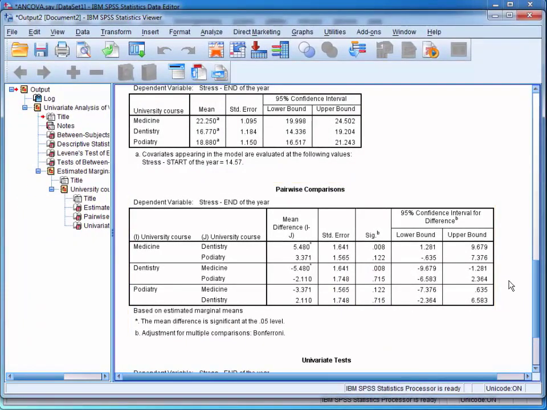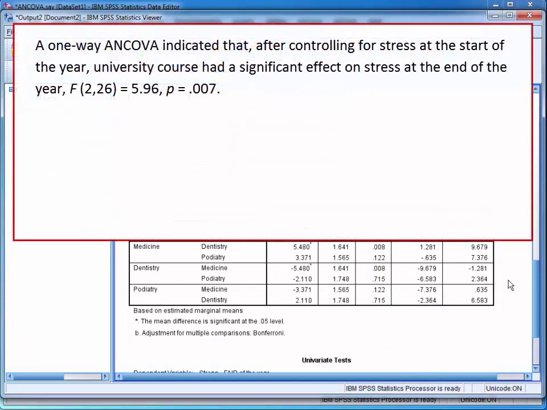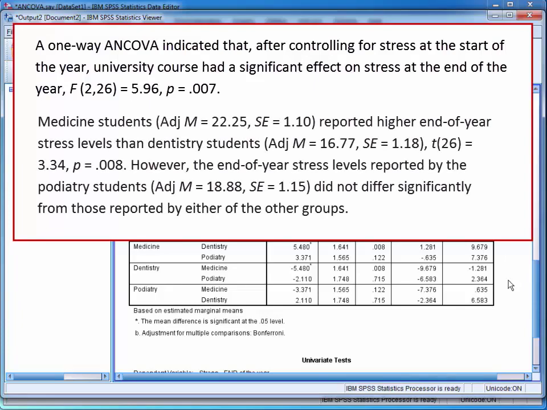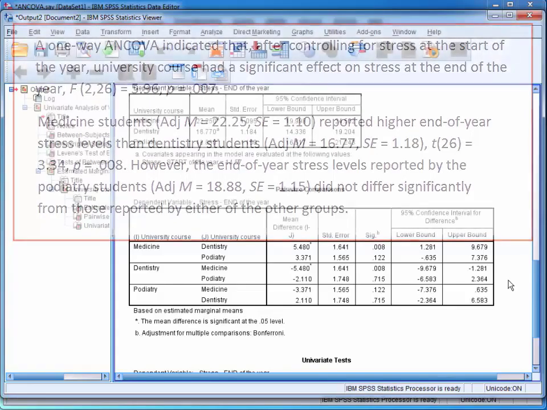You could write up the findings like this. A one-way ANCOVA indicated that, after controlling for stress at the start of the year, university course had a significant effect on stress at the end of the year. You would then report your F statistics, DF, and p-value. You could then report the results of the post hoc testing from the pairwise comparisons table. Finally, you should also report an effect size. Information about how to do this is provided in StatHand.